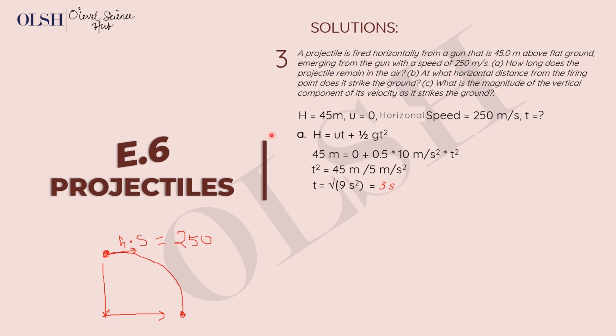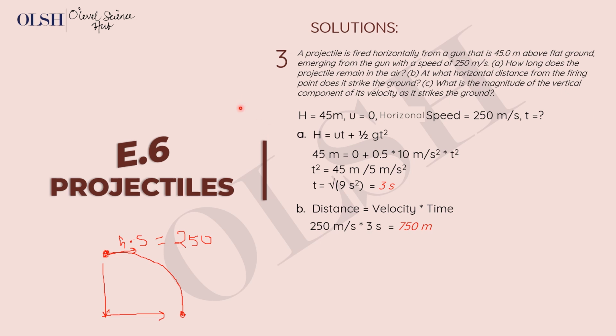So when I asked at what horizontal distance from the firing point does it strike the ground, that's B. We know the velocity it is moving at, and we already know the time it's going to take to hit the ground. Okay, so we use that to solve for the distance. Of course, distance is equal to velocity times time. So we have 250 meters per second times 3 seconds, which will give us 750 meters.